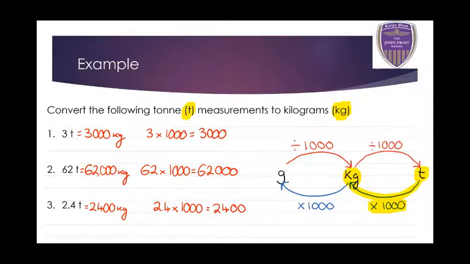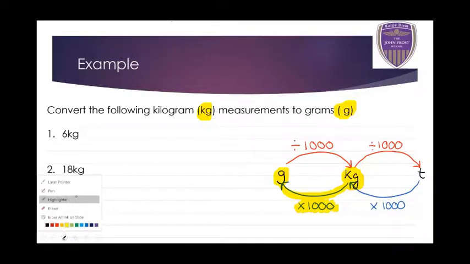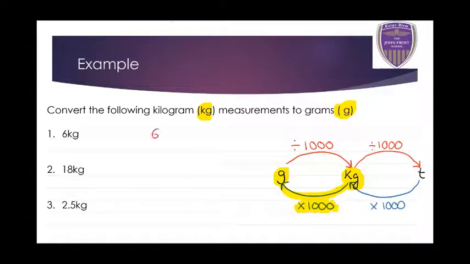Okay, last set of examples now. We want to convert the following kilogram measurements into gram measurements. Okay, so again, look at our flow chart. We're going to start at kilograms. We're going to go down the flow chart to grams. How do we get from kilograms to grams? Well, we multiply by 1,000. Okay, so let's have a go with that. So I've got 6 kilograms, and I'm going to turn it to grams. So all I have to do is 6 times 1,000. That equals 6,000. Therefore, 6 kilograms equals 6,000 grams.